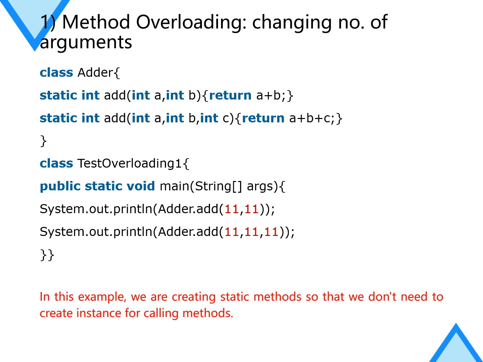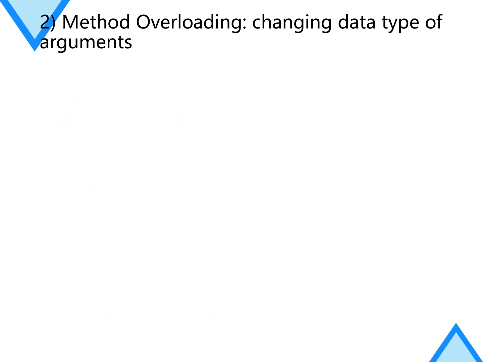In this example, we are creating static methods so that we don't need to create an instance for calling methods. Since the method is static, we can directly call it. So the output is: the first call adds the two integer numbers, and the second adds the three integer numbers. Let's see another example in which we implement method overloading by changing the data type of the argument.